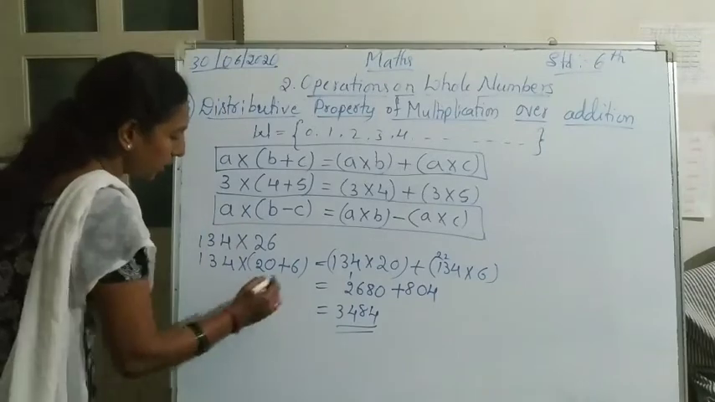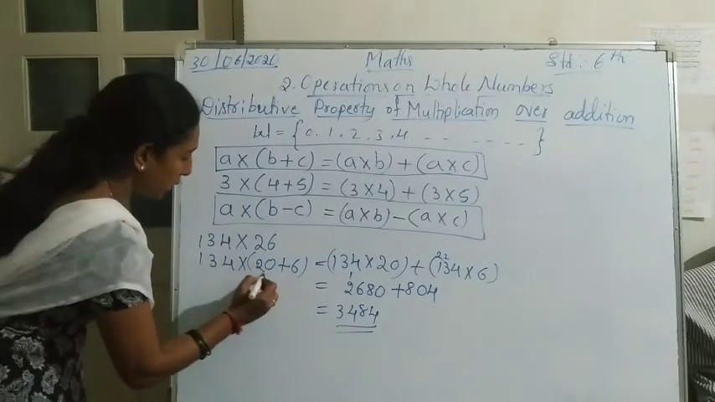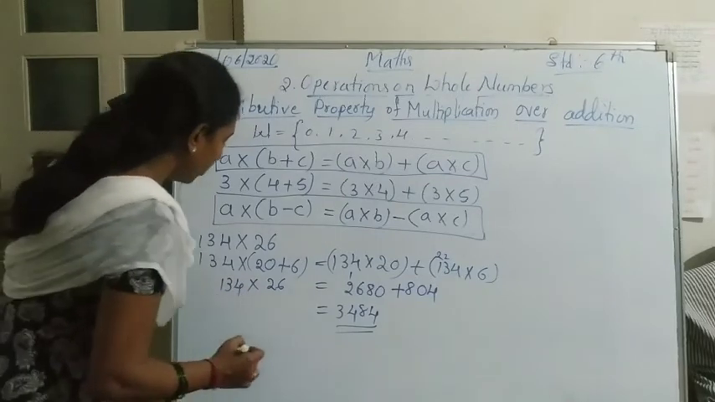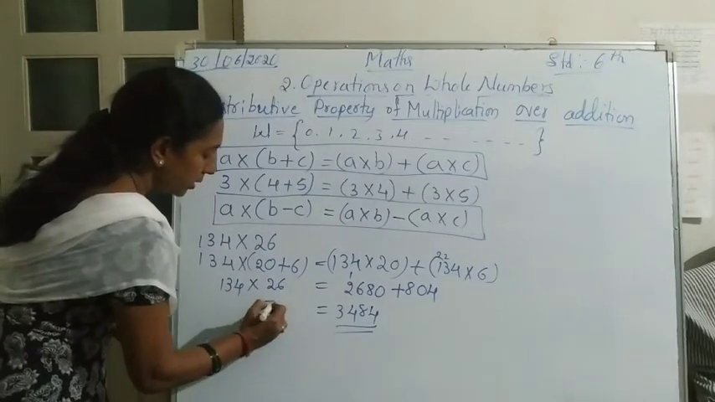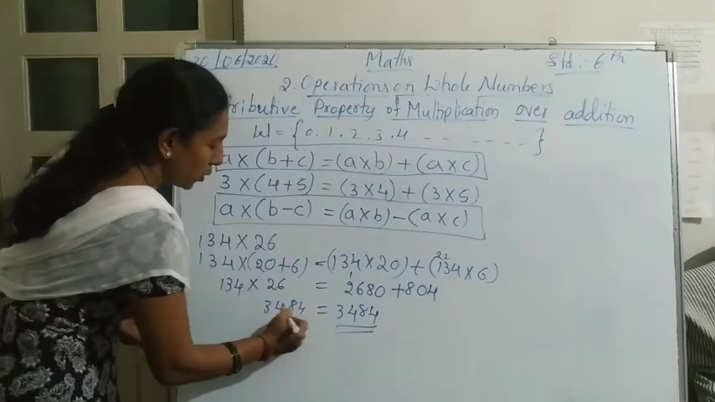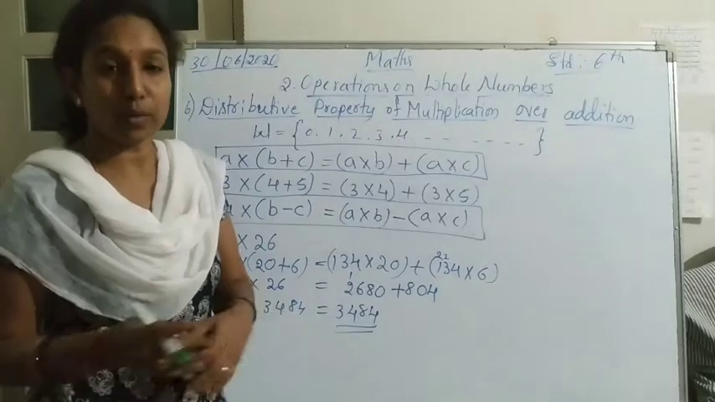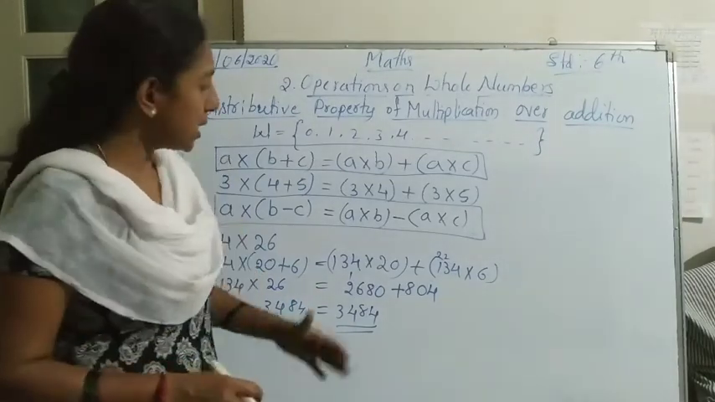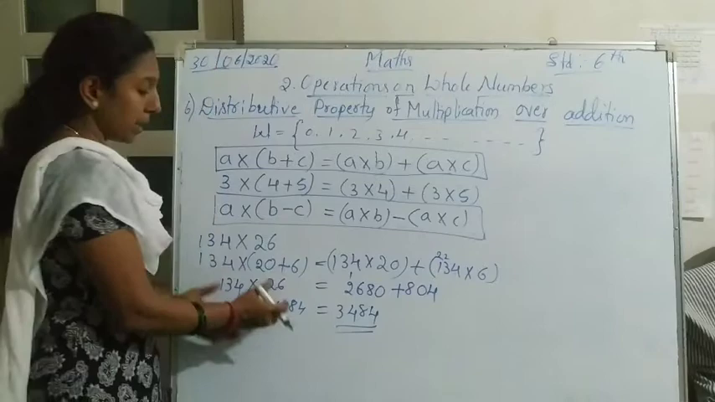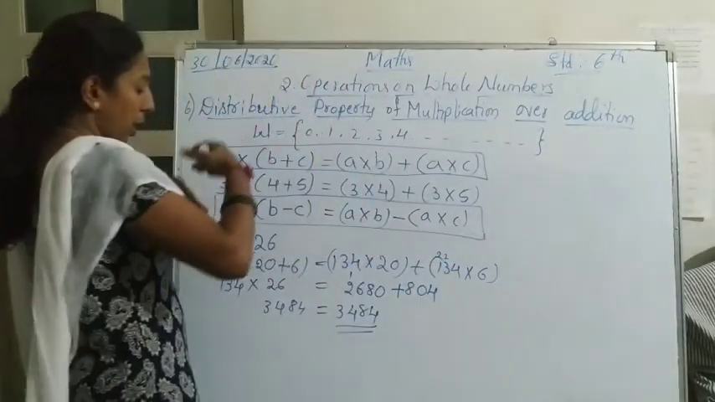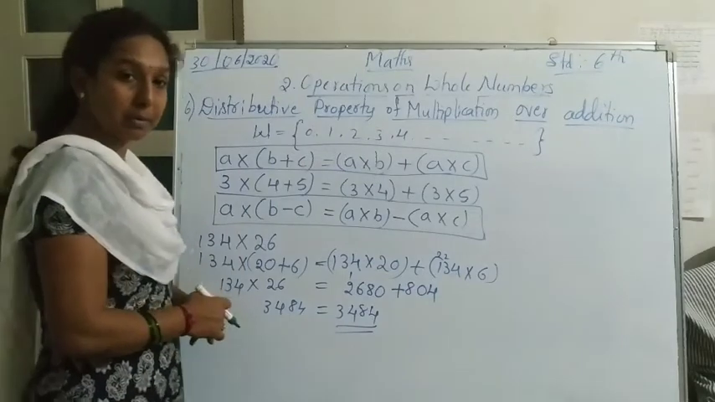If you do here also, you will get the same. That is 26 into 134. If you multiply here, you will get 3484 only. So LHS is equal to RHS. So this is how we have to solve the sum. Okay, if they are given the number like this, then we have to write like this. How we have to write?